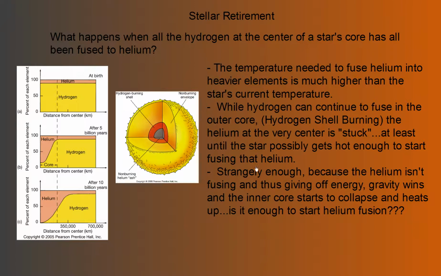And strangely enough, because helium isn't fusing, gravity wins. What balances out gravity is the outward pressure from the heat in the fusion, the energy released from the fusion. And if there's no fusion process, gravity wins, and this core will start to collapse. Strangely enough, again, as it collapses, it starts to heat up, potentially getting hot enough to start to fuse the helium.